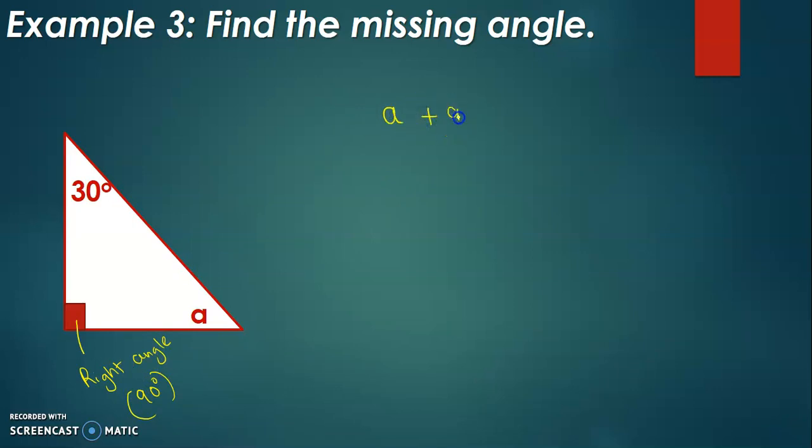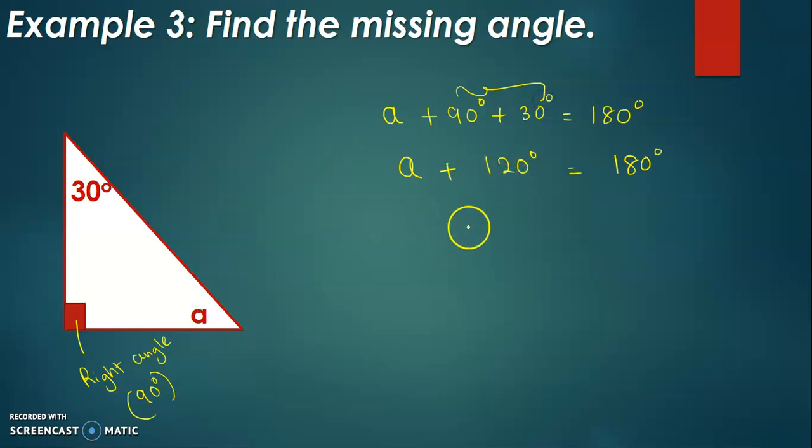So again, I can form my equation. A plus 90 degrees plus 30 degrees would give you 180 degrees. Now, 90 degrees plus 30 degrees will give you 120. And I am writing this exactly the same for everything else but these two added up over here for the second line. Then the next one is I am going to do inverse operation, which will give me the answer of A is 60 degrees.